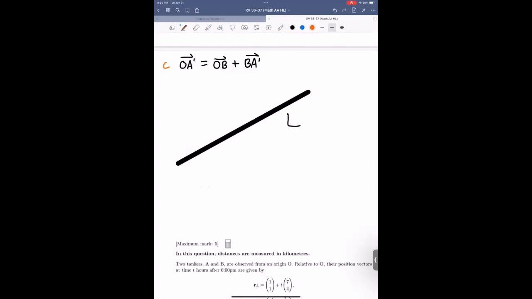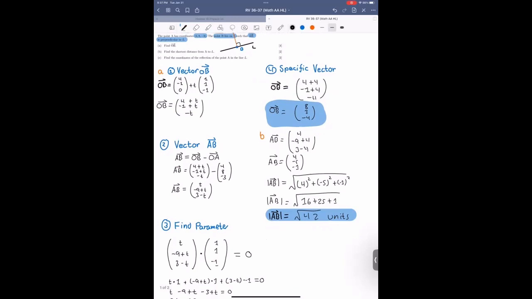point A, point B, and the reflection of point A across line L, which we will call A prime. We are asked to find its coordinates.